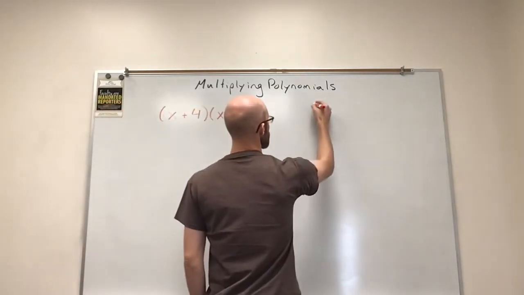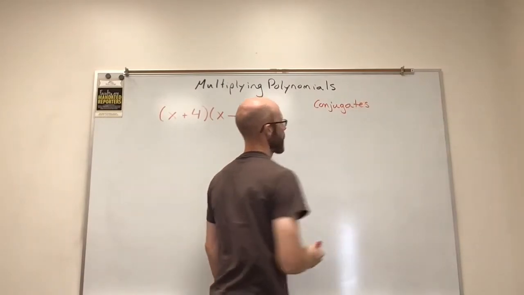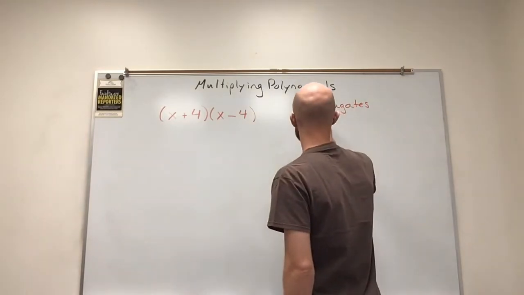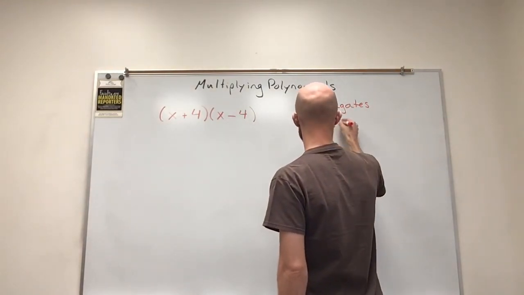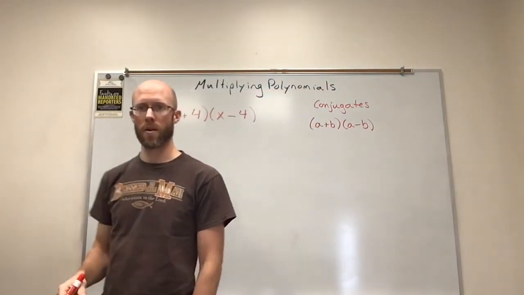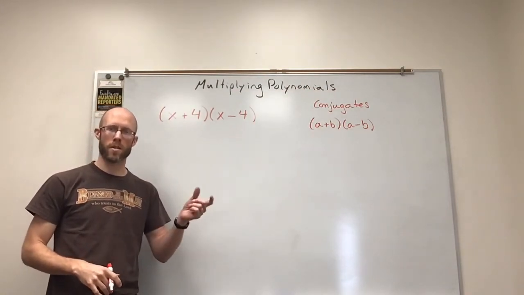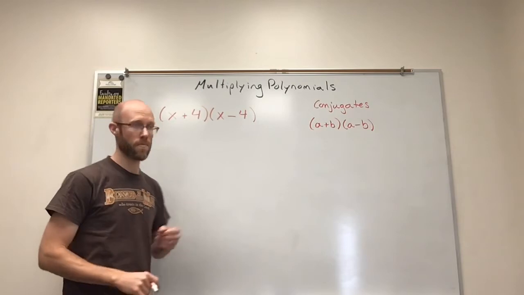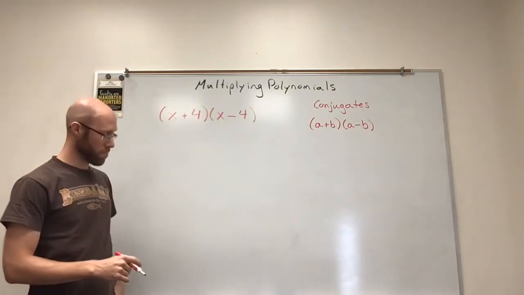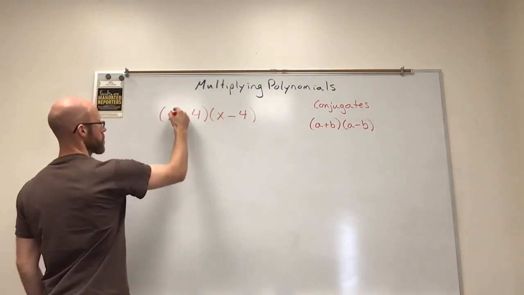So conjugates have the same two terms except for the sign in the middle. So you have things like a plus b and a minus b. Those are conjugates, okay? Any two terms that are the same, one has a plus in the middle, one has a minus in the middle, they're considered conjugates. When you multiply conjugates together, something very nice happens, okay? So I'll go through and show you this.